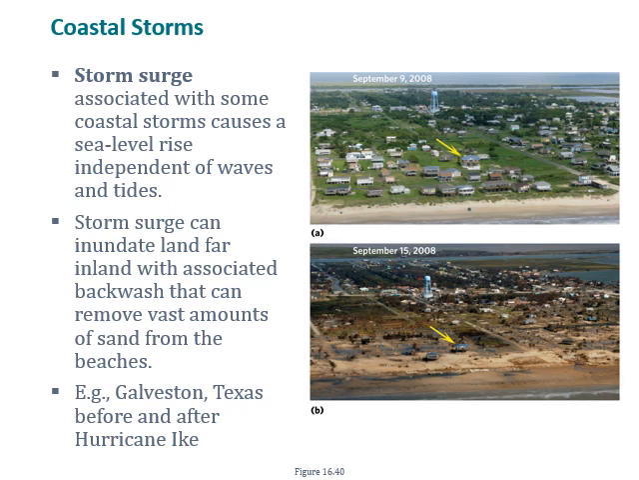Storm surge associated with coastal storms causes a sea level rise locally and briefly that is independent of waves and tides. Storm surge can inundate land far inland with associated backwash and can remove vast amounts of sand from beaches. Here's an example of Galveston, Texas before and after Hurricane Ike.